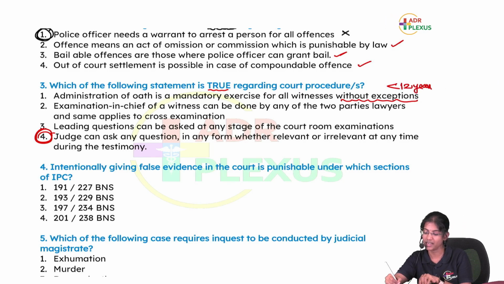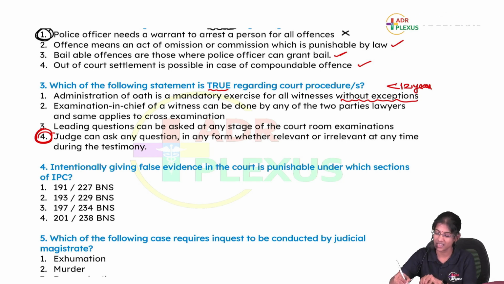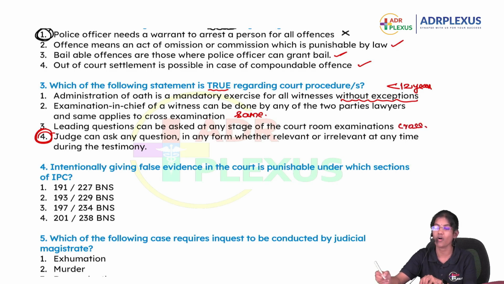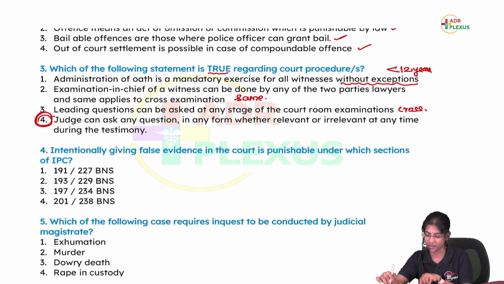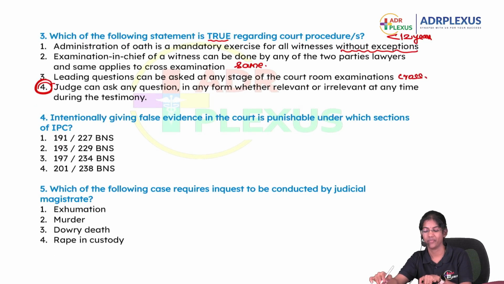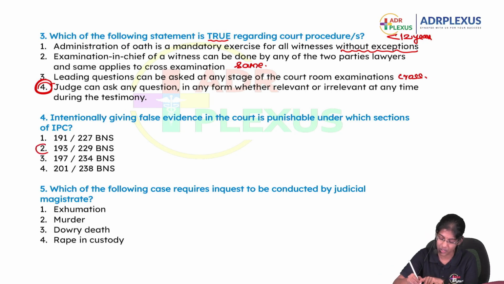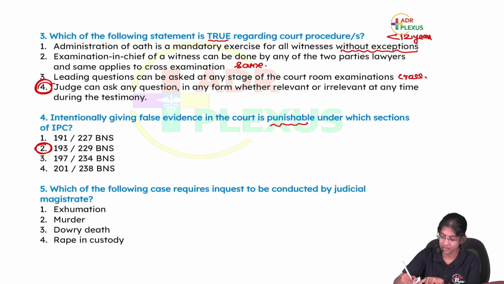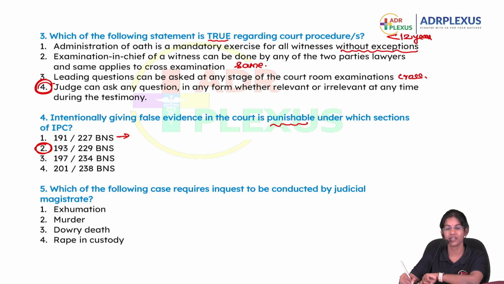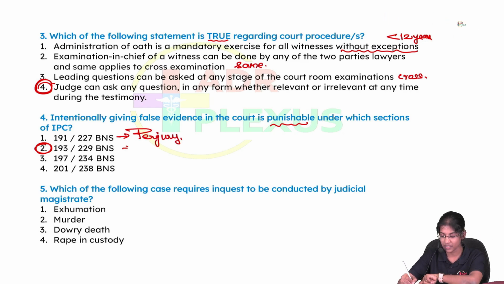Examination in chief of a witness can be done by any of the two parties? No, it is the same side lawyer who does it. Leading question is asked only in cross or recross, or the judge. Judge can also cross-examine. Intentionally giving false evidence in the court is punishable under which section? Perjury. Punishment they have asked. Let's try the other ones also. 191 defines perjury. This one gives the punishment.